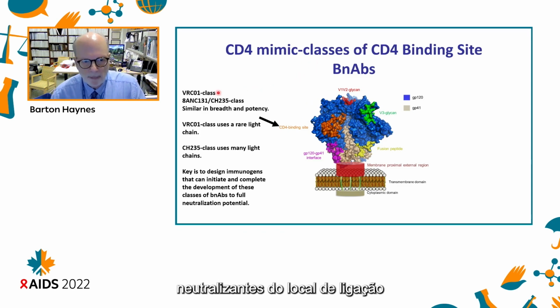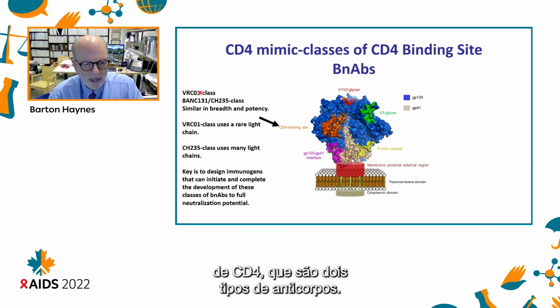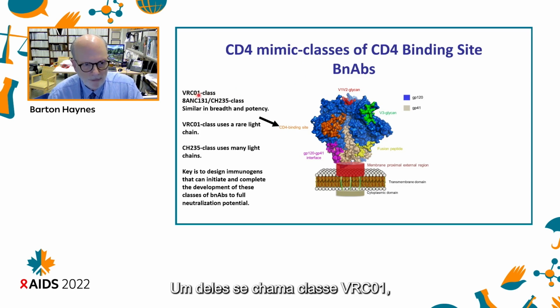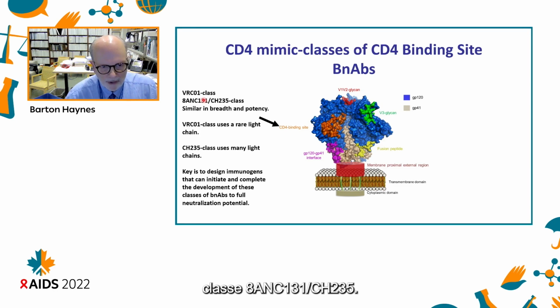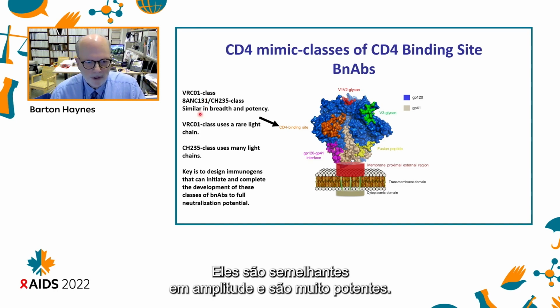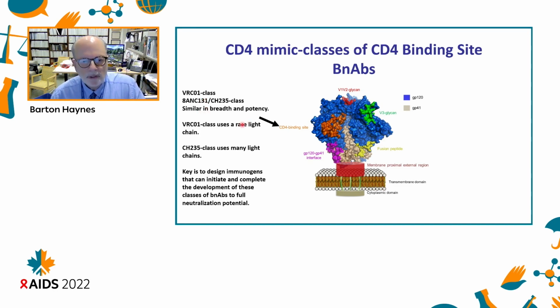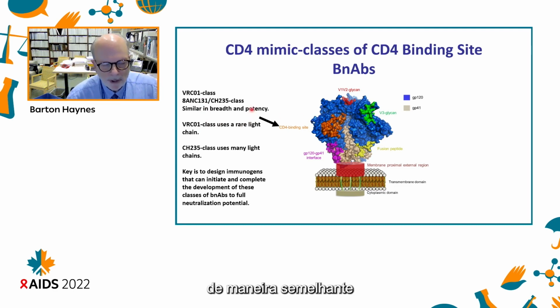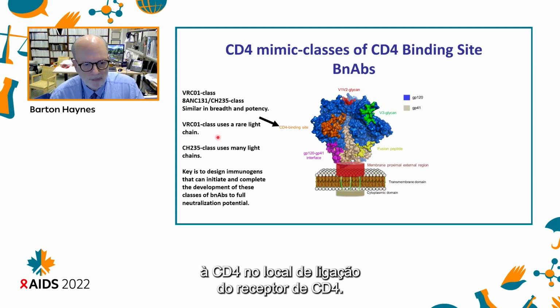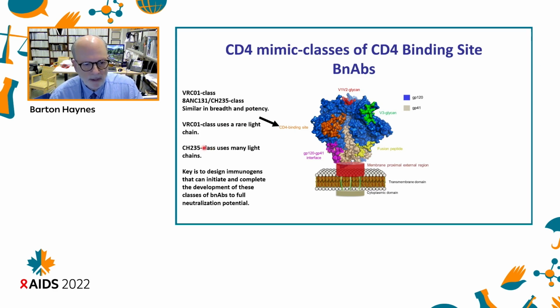So the first specific epitope that induces antibodies is called the CD4 mimic class of CD4 binding site broad neutralizing antibodies. These are two types of antibodies. One is called the VRC01 class. The other is called the 8ANC131 CH235 class. They're similar in breadth and very potent, and they bind to the HIV envelope in a manner similar to the CD4 receptor, at the CD4 receptor binding site.